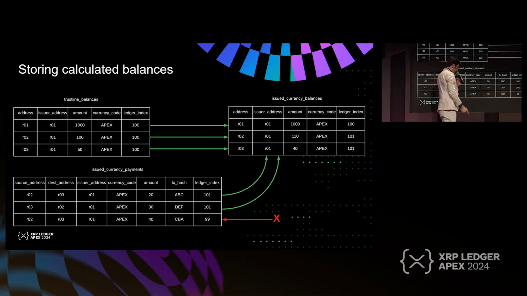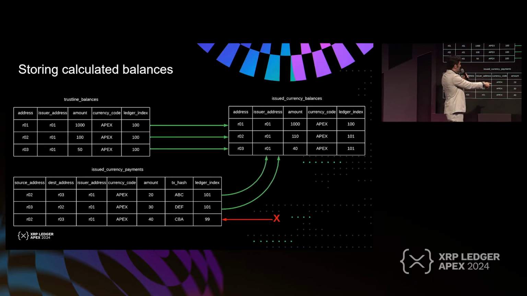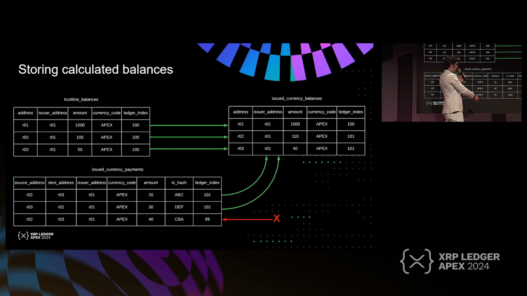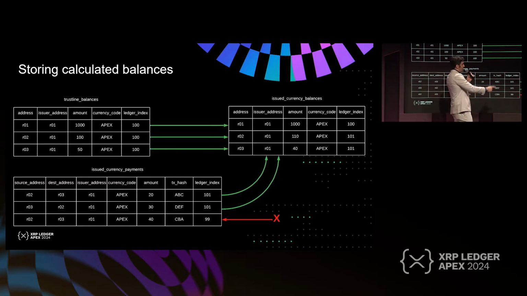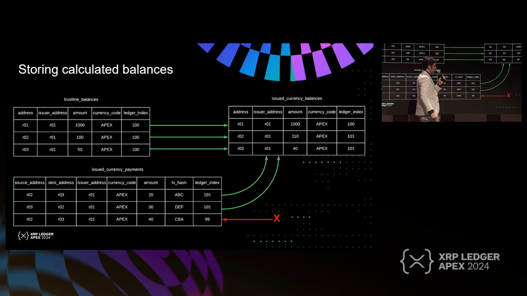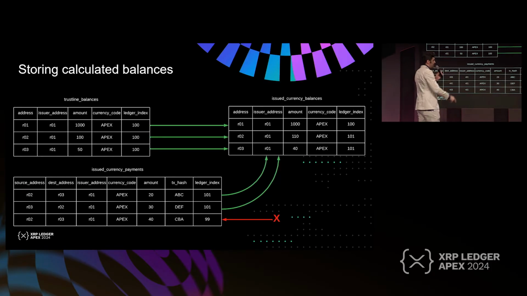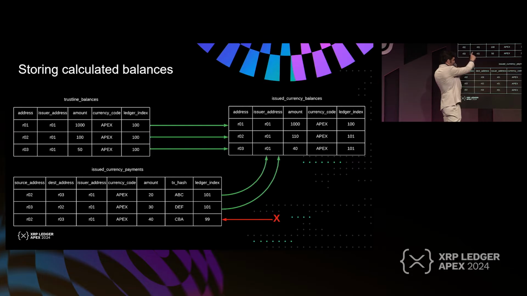This one's not included because that one happened at ledger index 99. Our balances are at ledger index 100. These two payments are at ledger index 101. So now we know what our balances are at ledger index 101. We exclude 99. We don't want to apply that delta since it would have already been accounted for in these.